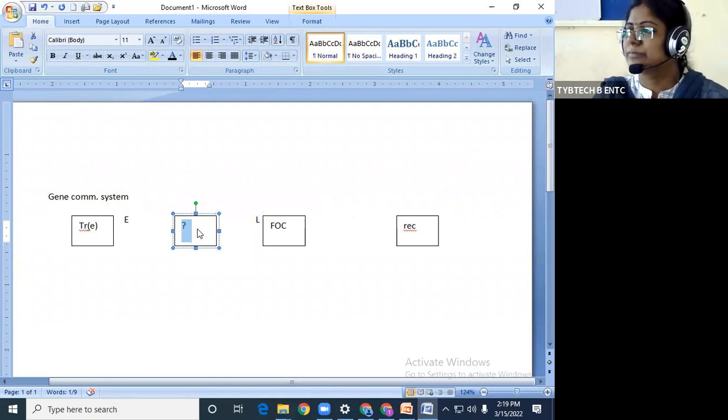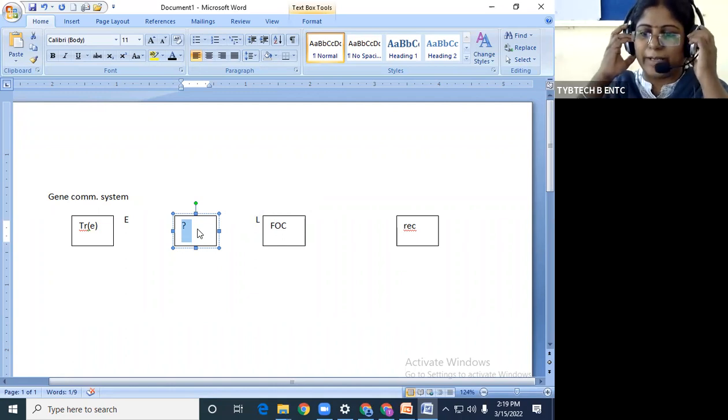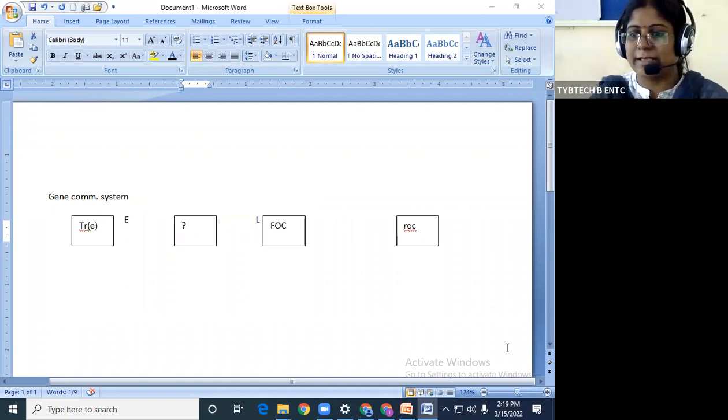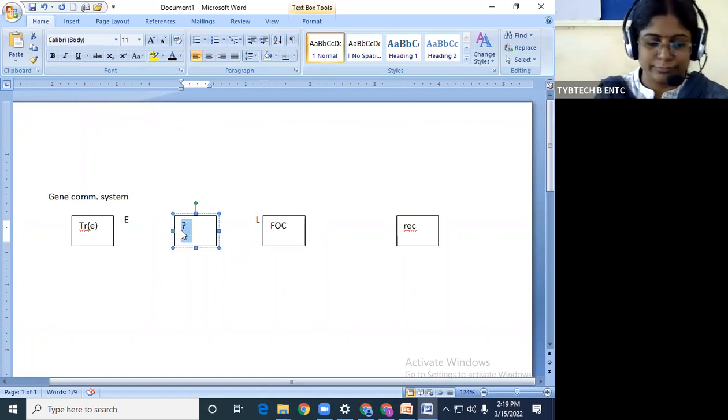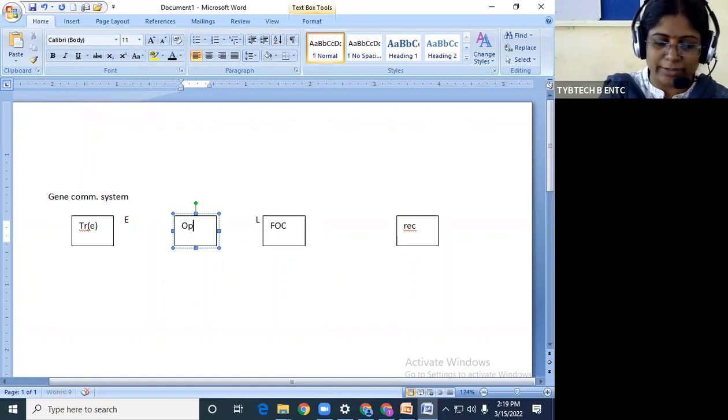Electrical signal into optical form, or electrical signal in the form of light. What is that device called? Can anyone tell? Yes, can you tell it, Omkar? What is the device called which is converting the electrical signal in the form of light? What is it called? Optical source or detector?